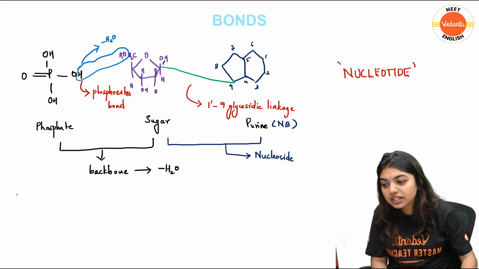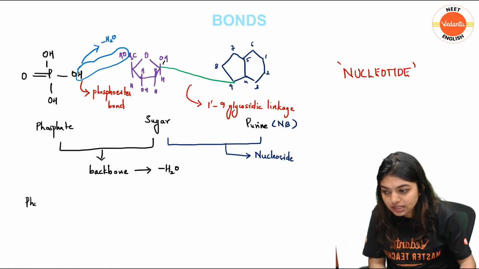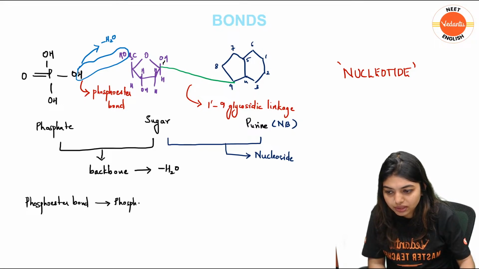So two bonds we discussed here. First is your phosphoester bond. That is between who and who? Phosphate, obviously. Phospho means phosphate should come with sugar. Then second we have the glycosidic linkage.